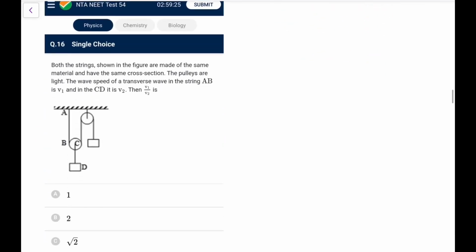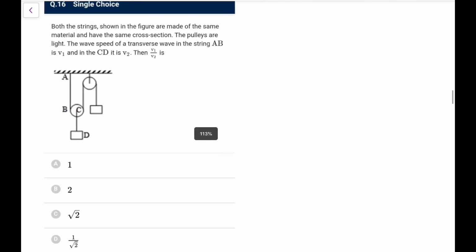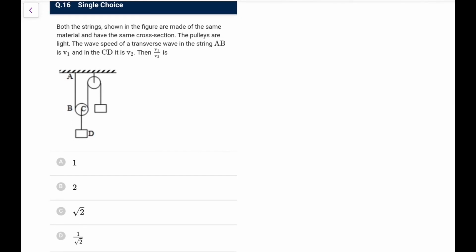Now going ahead. Both the strings shown in the figure are made of the same material, have the same cross section. The pulleys are light. The wave speed of transverse wave in the string AB is V1, and in CD is V2. Then V1 by V2 is? So both are made of the same material, have the same cross section. That means the value of mu is same. So you need to calculate the value of the tensions only. So V1 by V2, I can directly write it as root of T1 by T2.